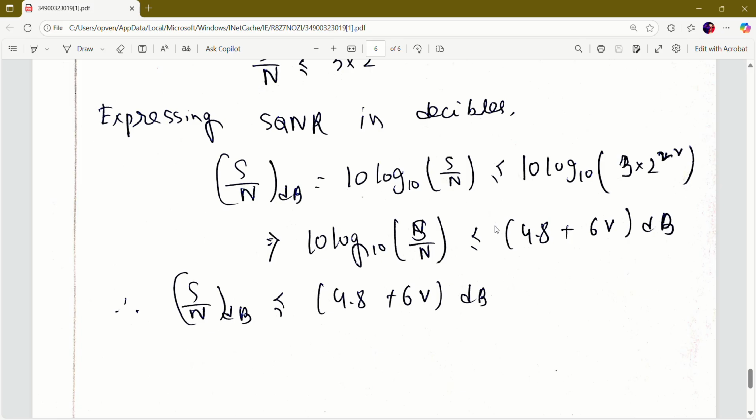Then we express SQNR in decibels by taking 10 log 10 of SQNR. The value will be SQNR in dB less than or equal to 4.8 plus 6v, where v is bits per sample.